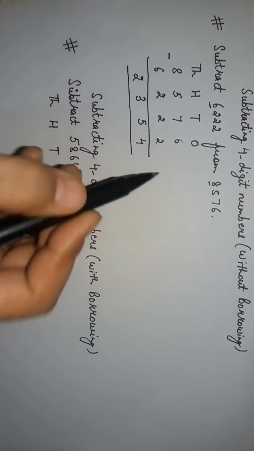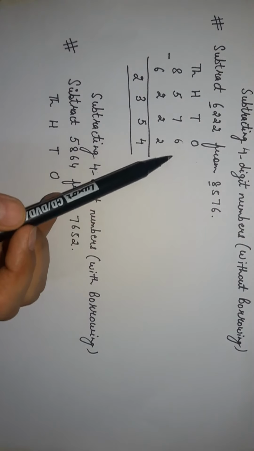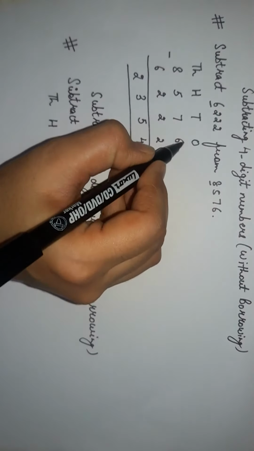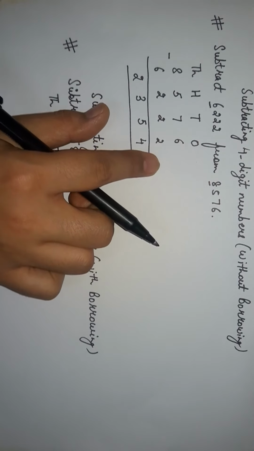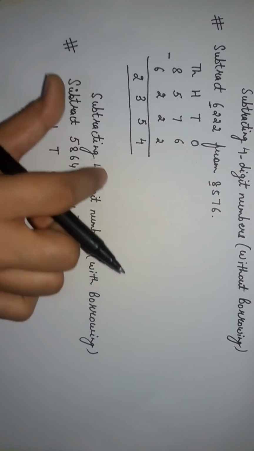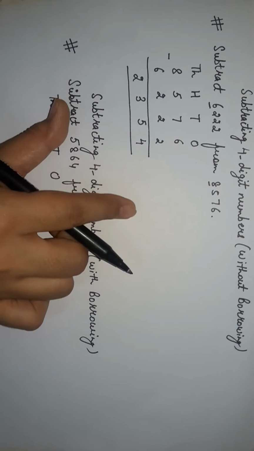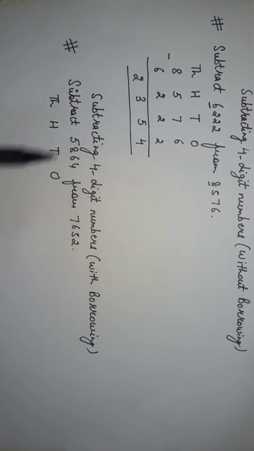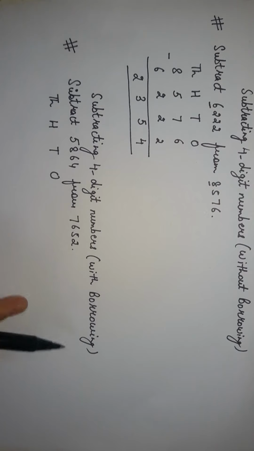So always remember, when you get a sum like this, always write the greatest number on the top and then write the smallest number under it and then subtract the numbers. Okay, so this is an example of a subtraction of a 4-digit number which is without borrowing. Clear? Next we have subtracting 4-digit numbers with borrowing.